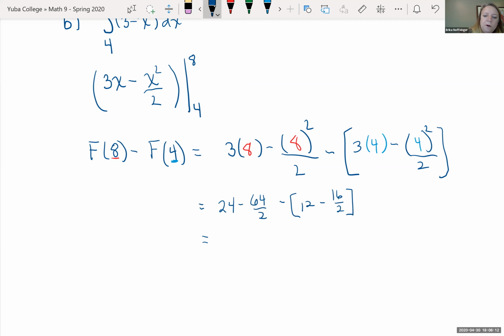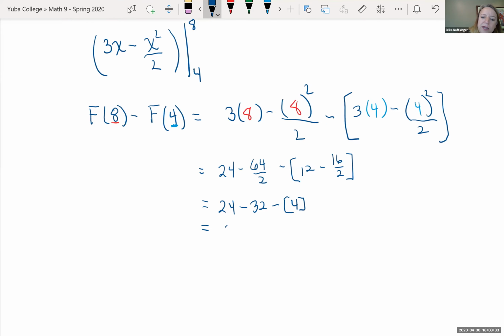So 24 minus 64 divided by 2, that is 32 minus bracket. This is really 12 minus, well, 16 divided by 2 is 8. So 12 minus 8 is 4. So this is really 24 minus 36, which is -12.